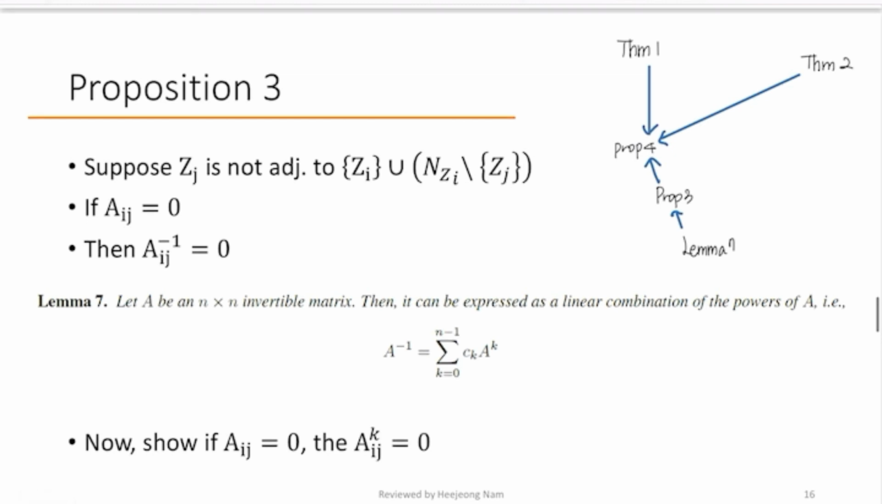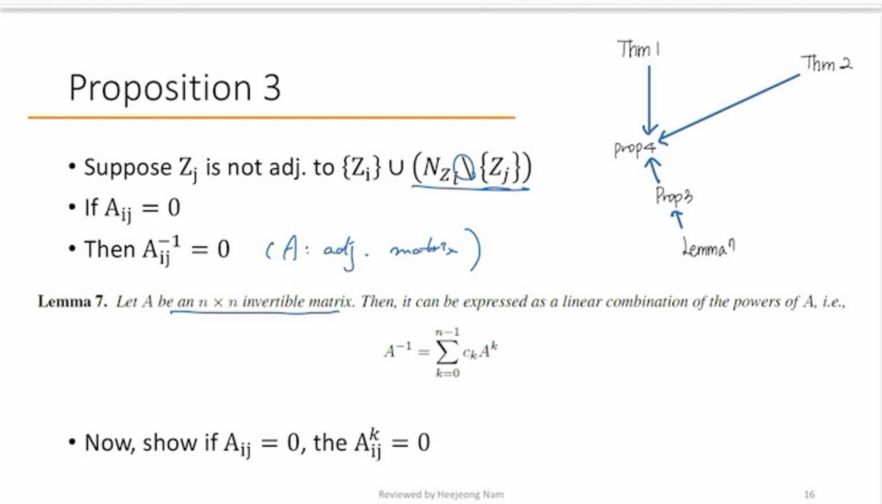Now let's move on to proposition 3. Let's suppose that zj is not adjacent to zi and also the neighbor of zi excludes zj. And if aij is equal to 0, then the inverse of aij is also 0. So this is proposition 3. And A is the adjacency matrix of the Markov network. Here we also assume that this A is n by n and invertible.